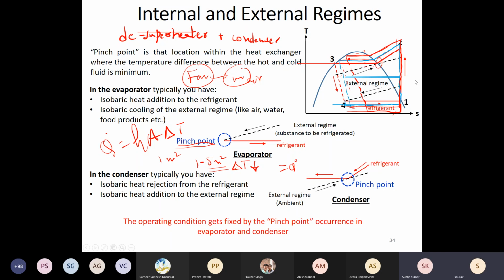So your heat exchanger size also determines the temperature at which you can condense, and hence it determines the pressure at which your condenser is operating. Similarly, on the evaporator side, it determines the temperature of the evaporator, and hence it determines the pressure of the evaporator also. And once the pressures of the evaporator and condenser are set, that is the pressure ratio that the compressor will see.